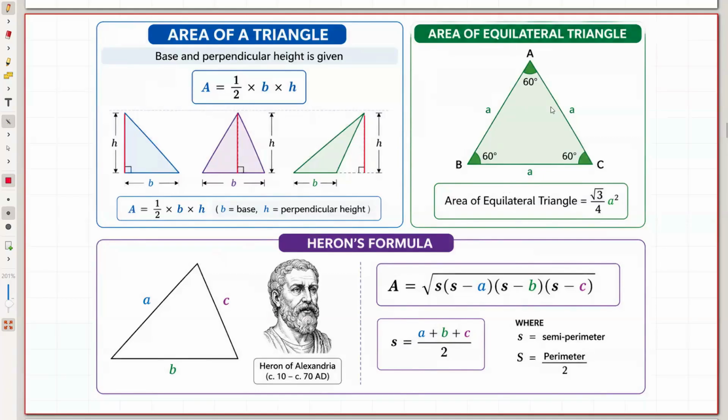For everything, if it's a right angle triangle, we'll go with the formula half base into height. If it's an equilateral triangle, the area formula is root 3 by 4 a square, root 3 by 4 side square.